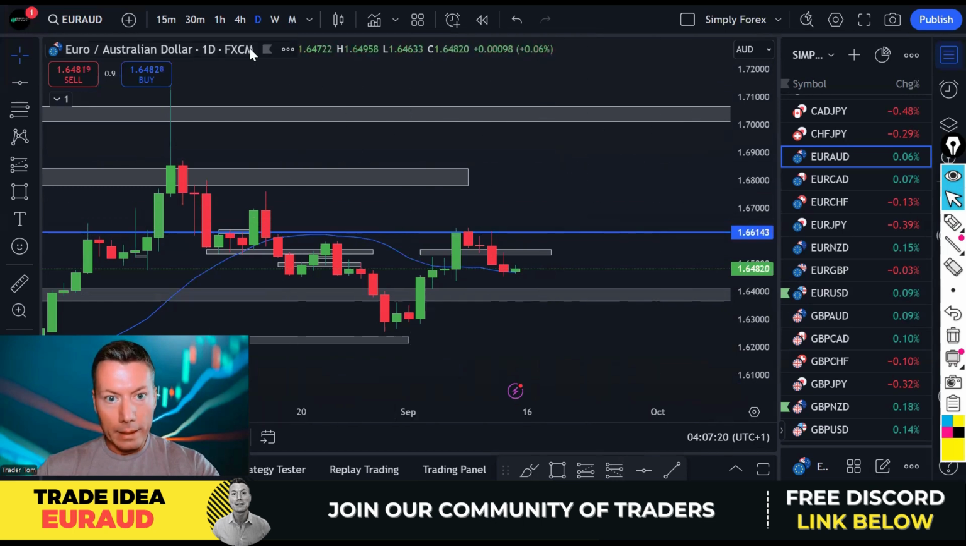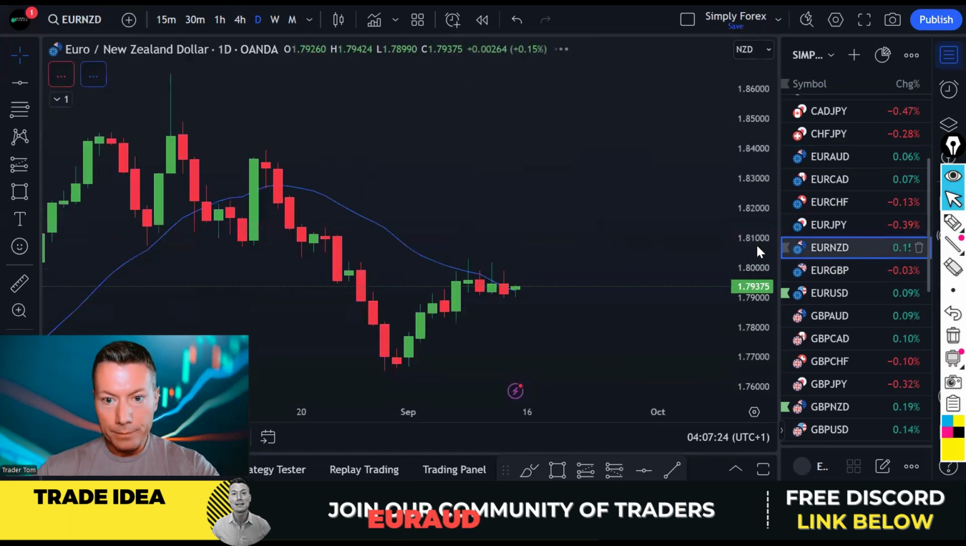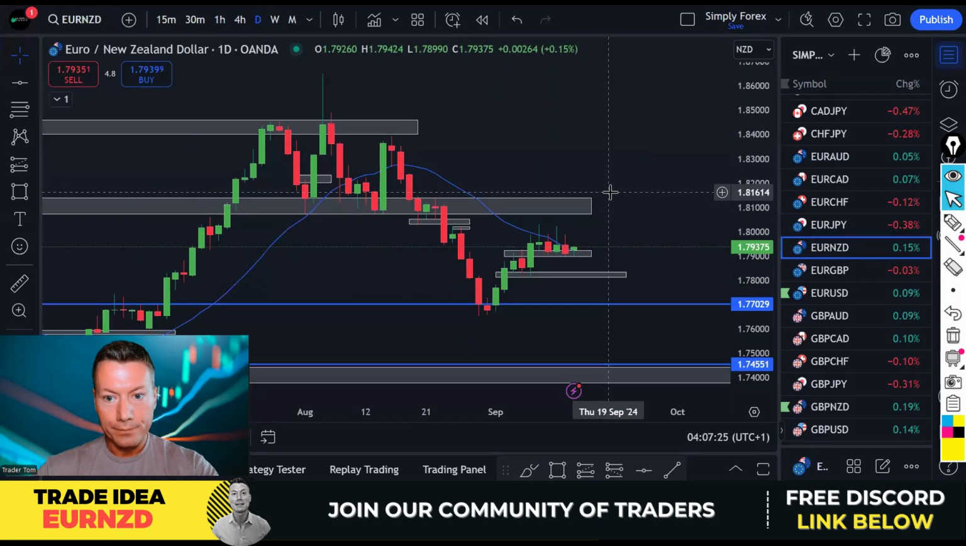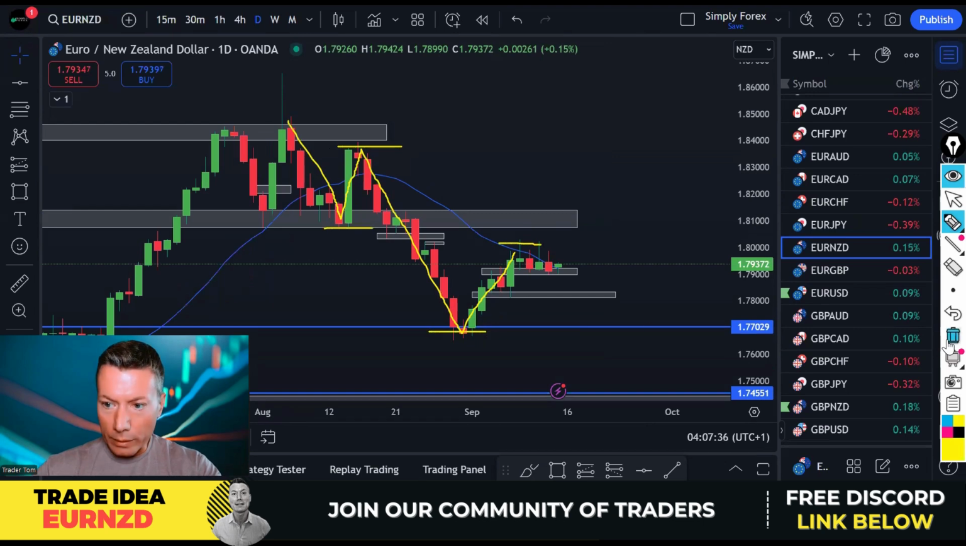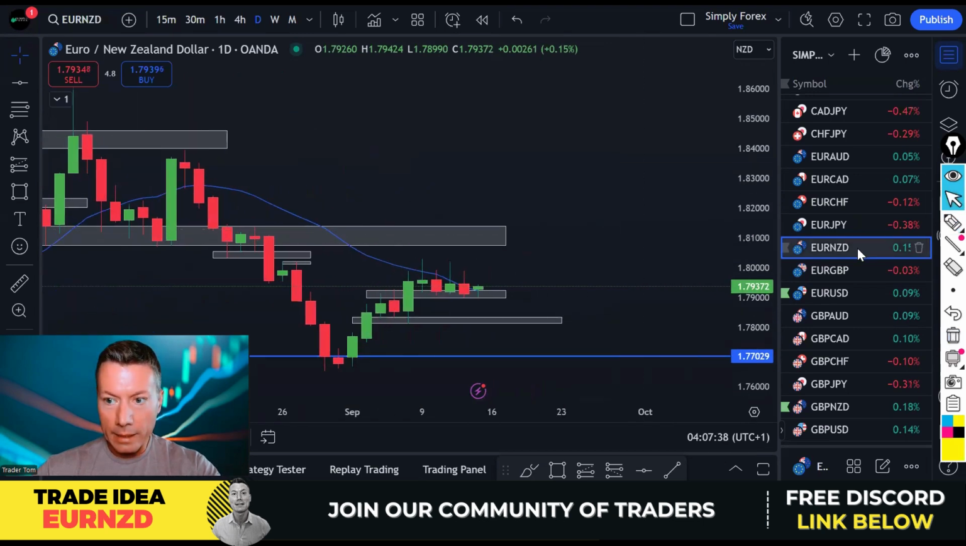Now, if we go to the day chart of Euro New Zealand, which is also a trade idea, we're in a downtrend, right? We're seeing lower highs, lower lows. And not only that, guys, we are seeing all of these bearish candles. They are bearish. Sellers are in control here. So I'm looking to take price potentially all the way back down to here.